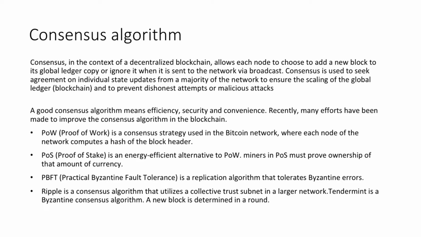Consensus algorithm. Consensus in the context of the decentralized blockchain. When a new block is sent to the network via broadcast, each node has the option to add the block to its copy of the global ledger or ignore it. Consensus is used to seek agreement on individual state updates from a majority of the network to ensure the safety of the global blockchain and prevent dishonest attempts or malicious attacks.